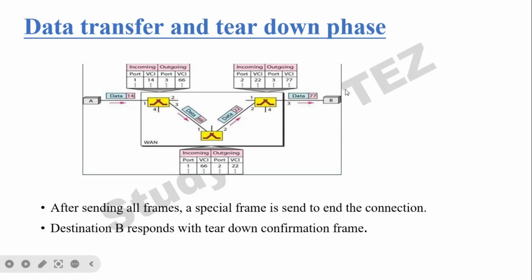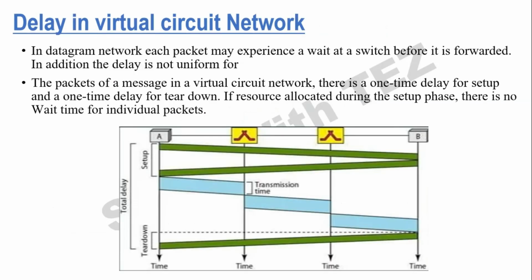So B, the destination, will initiate a teardown frame. So all these values will be deleted from the end. This entry will be deleted and it will be freed. So it simply says that the connection no longer exists. So that is the connection teardown phase.